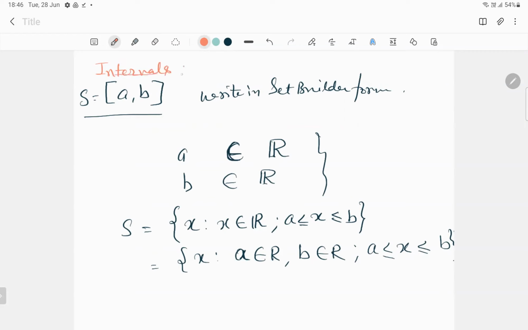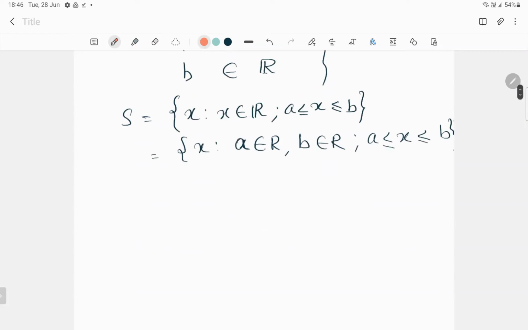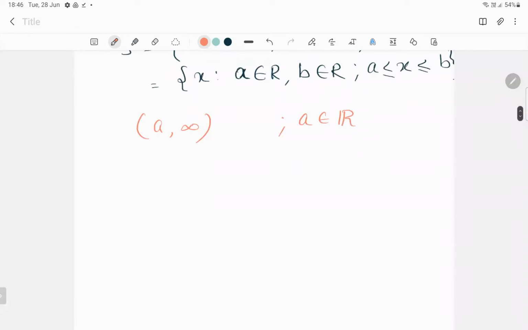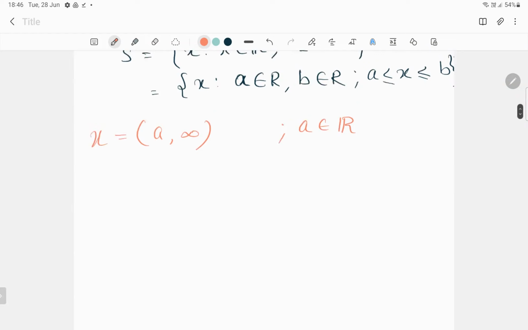Yesterday we learned about some of the intervals, all types of brackets. So if I'm writing a comma infinity, what does this mean? I'm saying all a belongs to real numbers. That means whatever is the value. I can also write x is equal to from a to infinity. That means x can be any number between a and infinity, but it cannot be a, it cannot be infinity.